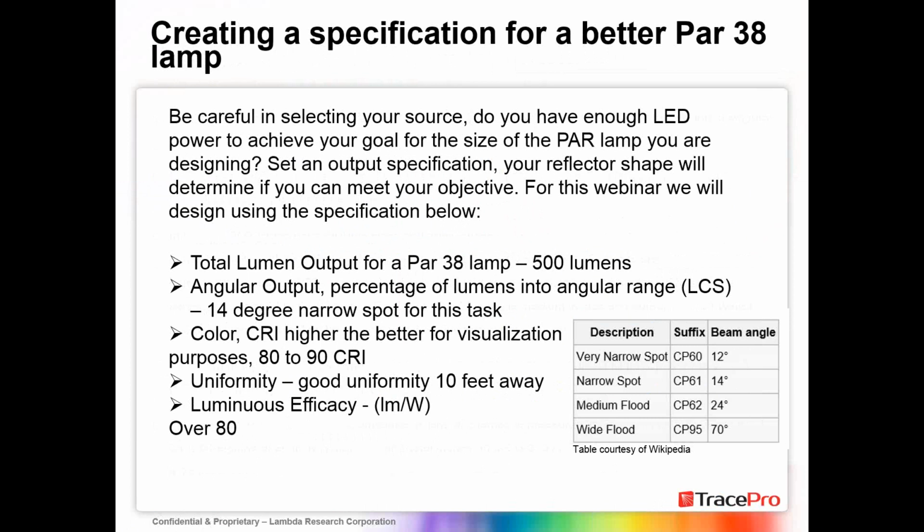The total lumen output for a PAR 38 lamp should be around 500 lumens. The angular output, the percentage of lumens into an angular range, is going to be 14 degrees. It's a narrow spot for this task. The color: this is for stage lighting, so a quite high CRI would be much better for visualization purposes. So we're going to consider something between 80 to 90 CRI. Uniformity, we expect to have good uniformity. Since this is stage lighting, these lamps are going to be at least 10 to 15 feet above the stage. And finally, looking at the luminous efficacy, lumens per watt, we're expecting that to be over 80, and that's usually pretty typical for an LED lamp anyway.